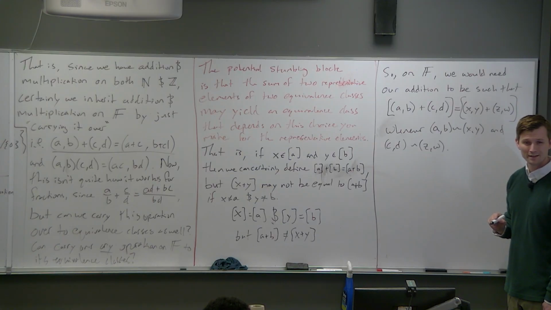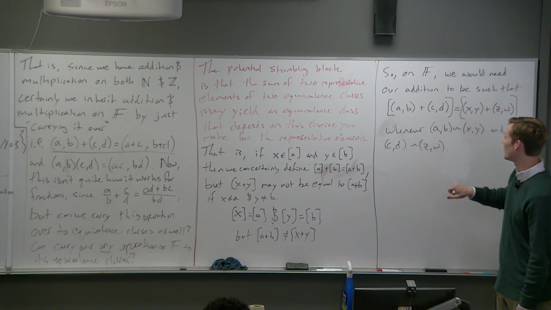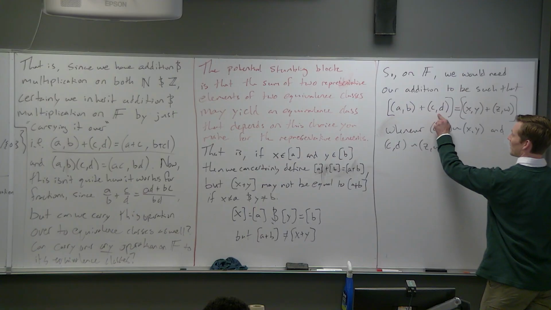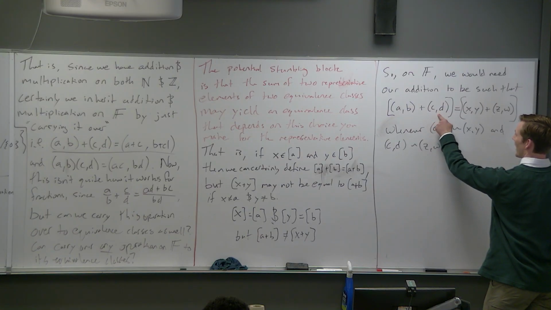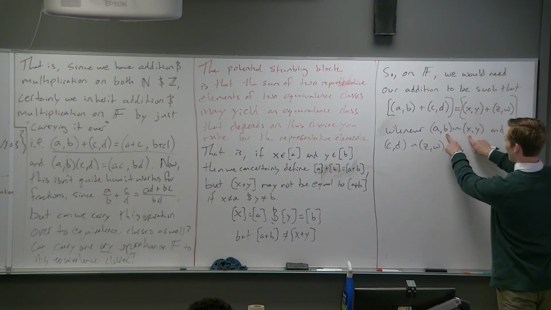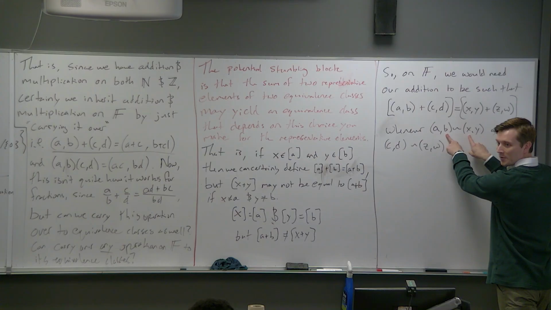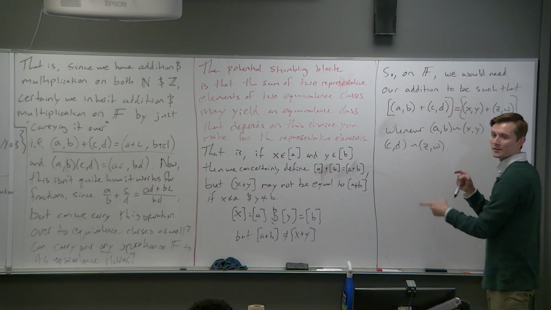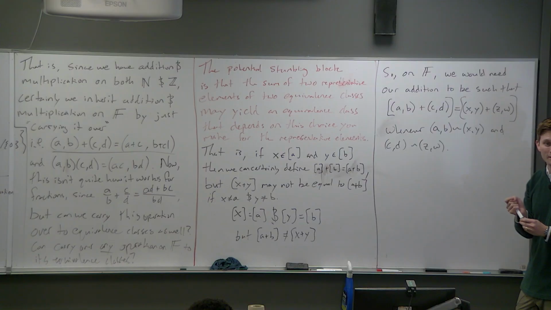Does that make sense? See what I'm saying? You would want the sum of thing 1 plus thing 2 to be the same as the sum of thing 3 plus thing 4 whenever 1 and 3 are in the same equivalence class and 2 and 4 are in the same equivalence class. Yeah? So what does this mean?